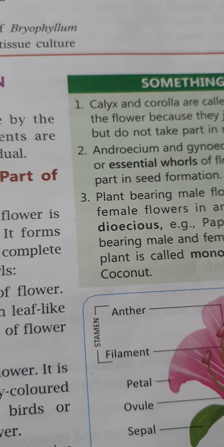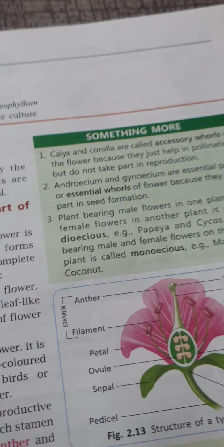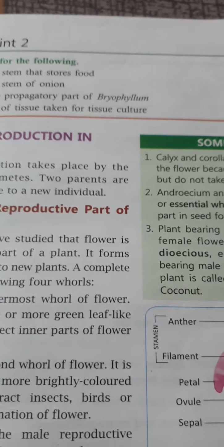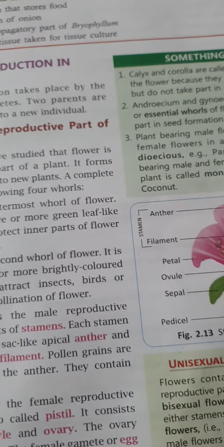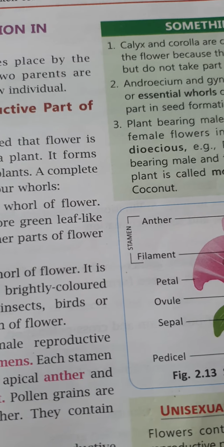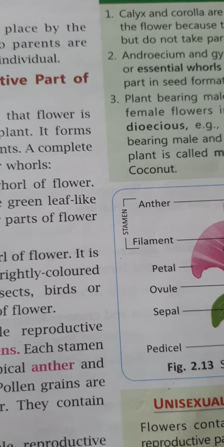The ovule is connected to the placenta with a stalk called funicle. It yields megasporocytes that form megaspores.